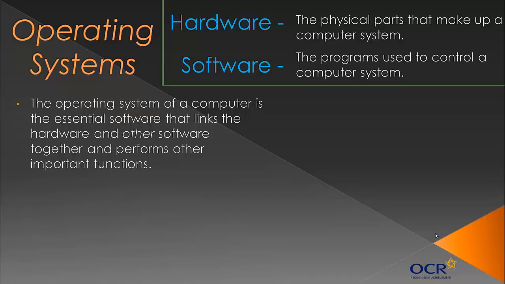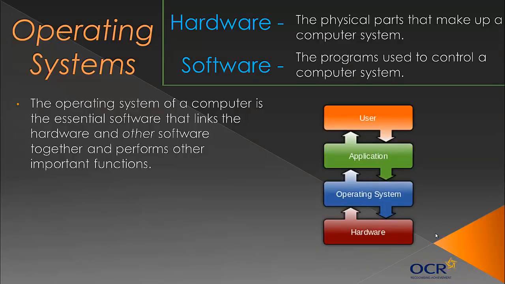together. If you look at the diagram here, you can see we've got the user who interacts with the applications, the other programs on your computer, and those applications interact with the operating system, and through the operating system they allow access to the hardware. So it sort of bridges the gap between the applications and the hardware. You can think of it like that. So it's essential software that links it together with other software, which is slightly hard to understand, but if we look at some functions in the next slide, hopefully that will clear it up.